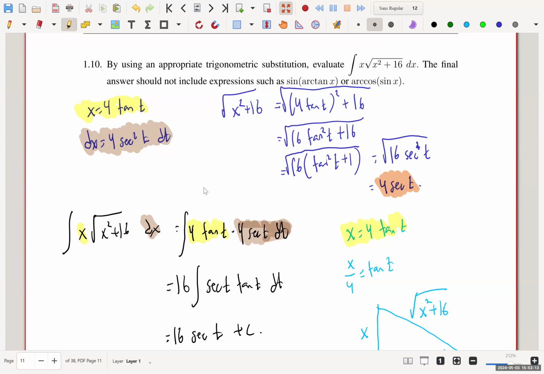So x is 4 tangent t. The square root stuff is 4 secant t, and then we have an extra 4 secant squared t from the differential. So we're going to end up basically integrating tangent times secant cubed, which I think is actually, oh, wow. That is actually literally the last problem. That's problem 9 right there. So it actually reduces to problem 9.